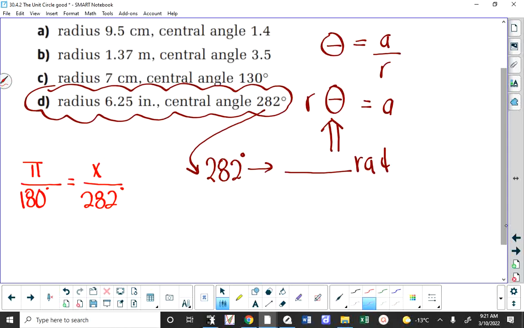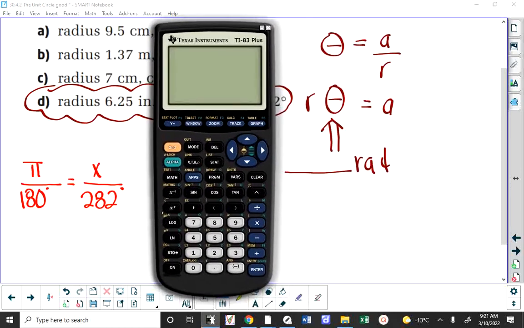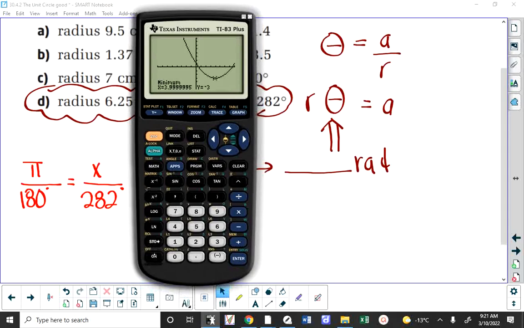So we cross multiply that. If you read the question, it says we want answers in decimal form, so there's nothing to be gained by us finding an exact value here. We're going to crunch the numbers into a decimal anyway. So when I cross multiply, I'm going to take 282 multiplied by pi and then divide by 180.